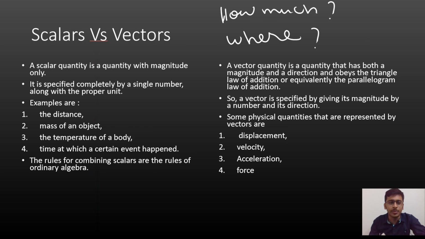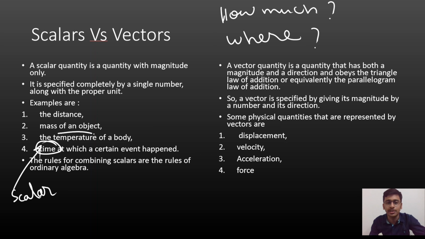Let's understand a bit more. For example, let's take the example of time. What's the time taken, let's say, to go from Nasik to Pune? One might say, let's say 5 hours. So where is this 5 hours? This doesn't make any sense, right? 5 hours is 5 hours. Where is 5 hours? That doesn't really answer that question. So time is a scalar quantity.